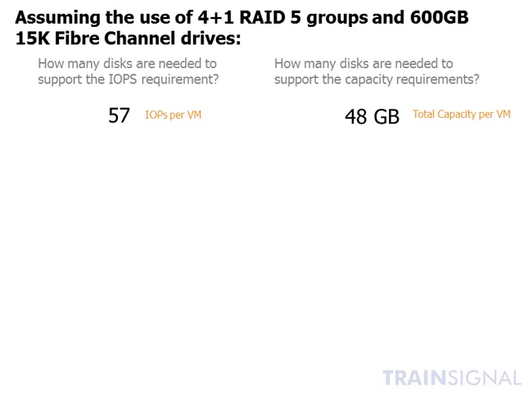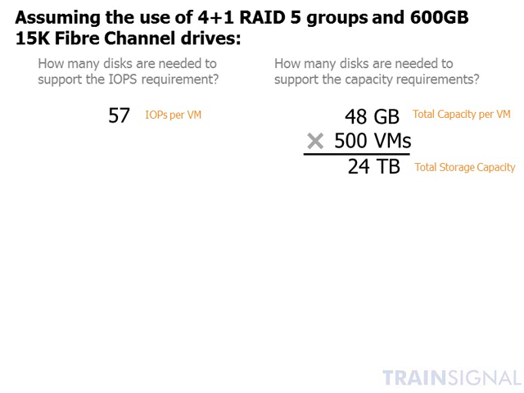If you take 48, you multiply that times 500, then you come up with a total storage capacity requirement of 24 terabytes. We'll come back to that in a moment, but for now, your total storage capacity is going to be 24 terabytes. That's 48 gigabytes per VM at 500 VMs, 24 terabytes. Now, coming back to calculations.